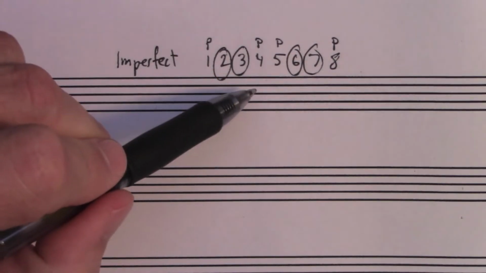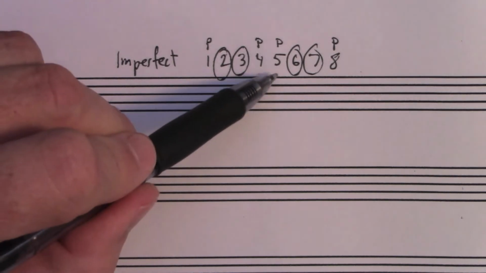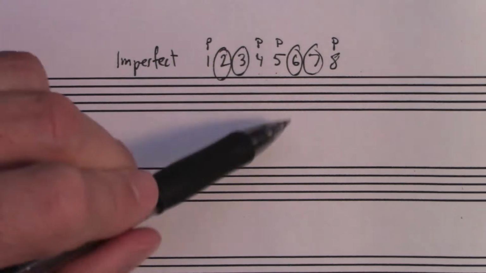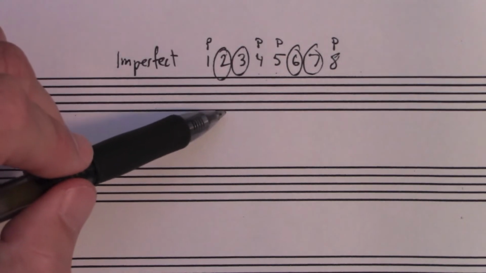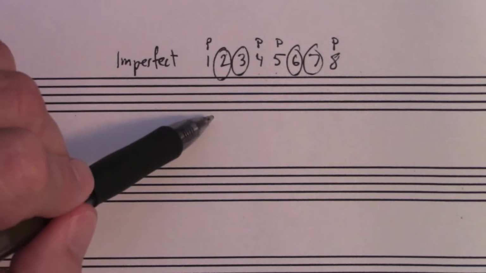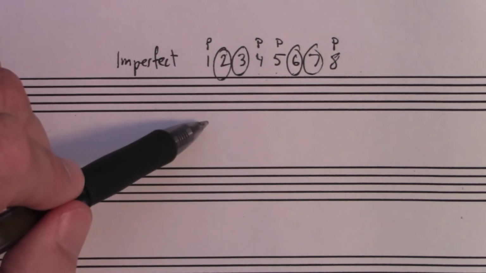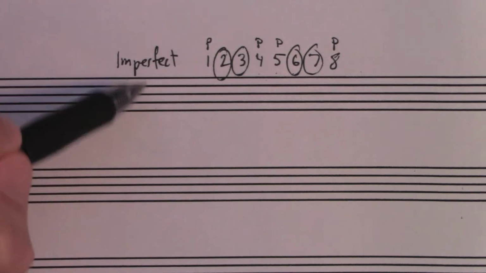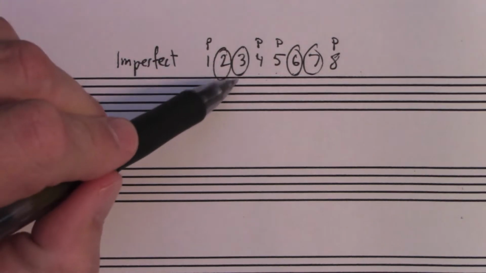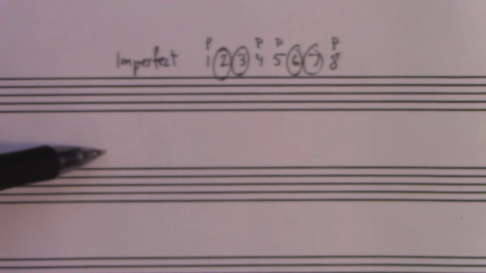You will never, ever, ever have a major fourth or a minor fifth. It's just not done. Likewise, you will never have a perfect second or a perfect sixth. They are two completely different things. So today we are talking about imperfect intervals. Seconds, thirds, sixths, and sevenths.